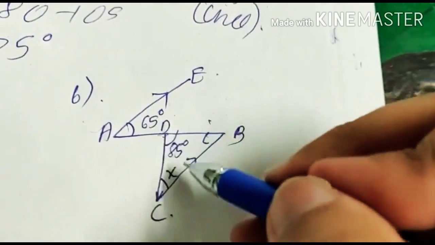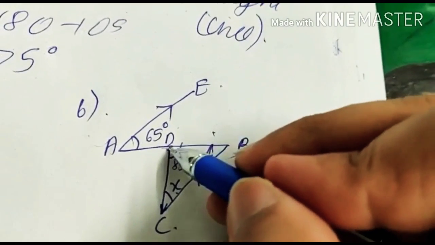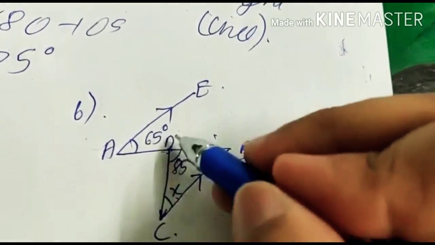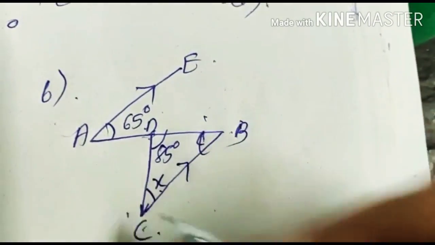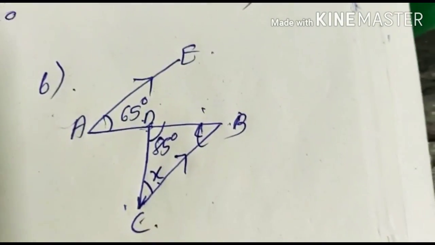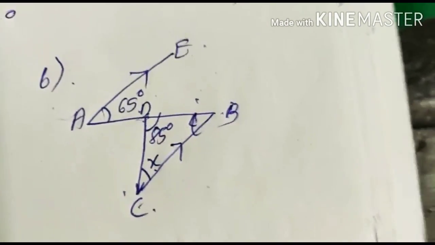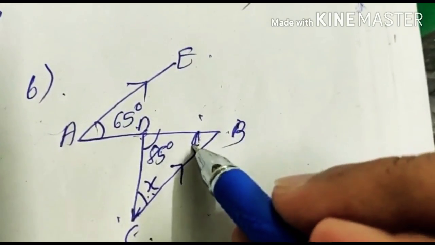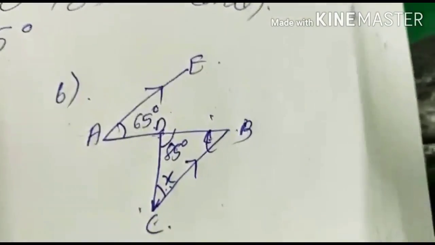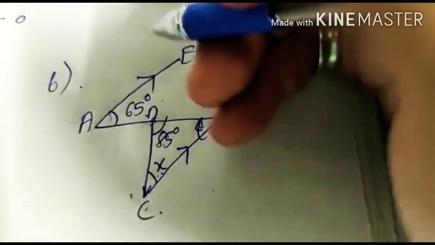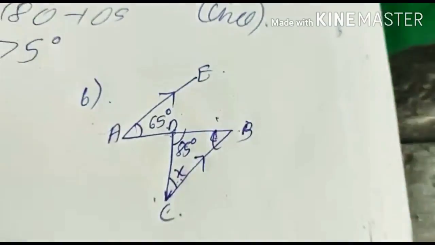In this B part, we need to find the value of x here. For finding the value of x here, look, DBC is a triangle. In a triangle, the angle sum property gives 180 degree as the sum. So 85 plus x plus this angle equals 180 degree. If we know this angle, we can get the value of x. Getting the value of x here, look, AE is parallel to BC.